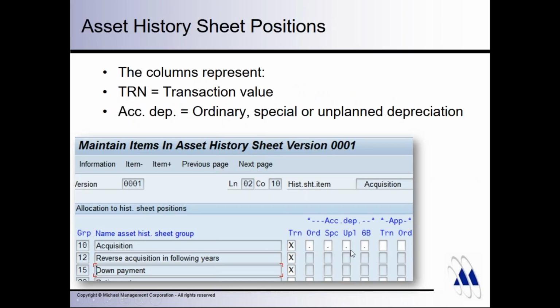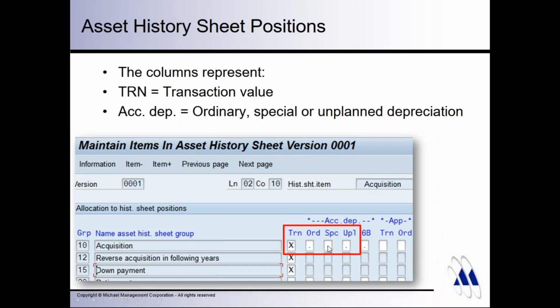Now let's take a look at what these columns actually mean here. TRN stands for transactions. So if I post an acquisition transaction, that's the actual transaction amount, that's the acquisition amount I'm posting. And the fields next to them are for accumulated depreciation: ordinary, special, and unplanned. With an acquisition, I typically wouldn't have that, but if I posted a retirement to an asset, I would. I would have the retirement amount, that's the amount of cost that I'm retiring, under transactions, and then I would have the value adjustment, the depreciation, show up under ordinary, special, or unplanned depreciation.